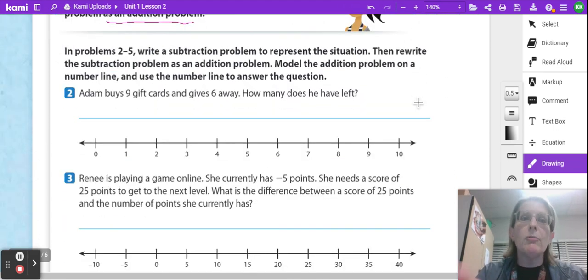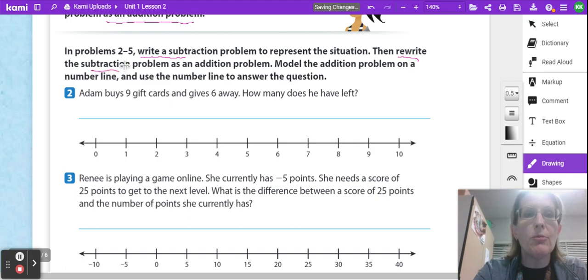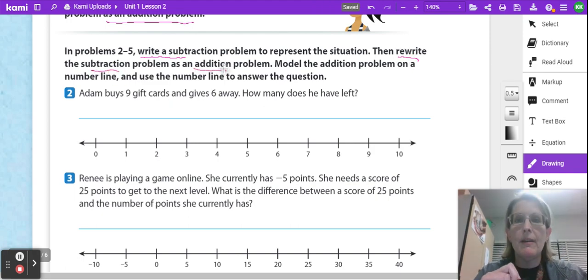So in these problems 2 through 5, we're going to write a subtraction problem that represents each situation, and then we are going to rewrite that subtraction problem as an addition problem. Then we're going to solve it just like we did in lesson 1 on a number line.